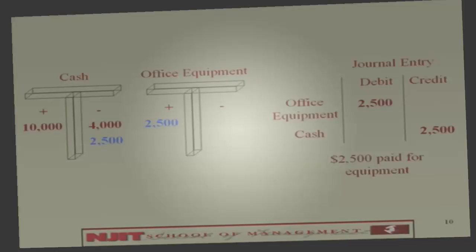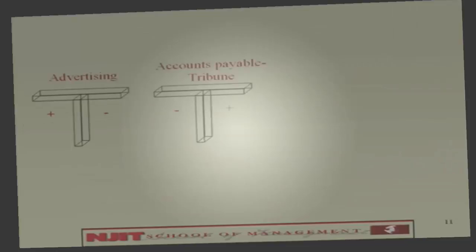Incurred $13,000 of advertising cost in the Hickory Tribune on account. Keyword is on account. What does that mean? It means they didn't pay cash, so they owe money to the supplier. What do you call suppliers? Accounts payable. So what two accounts are impacted? Advertising expense and accounts payable, which in this case is the Tribune.